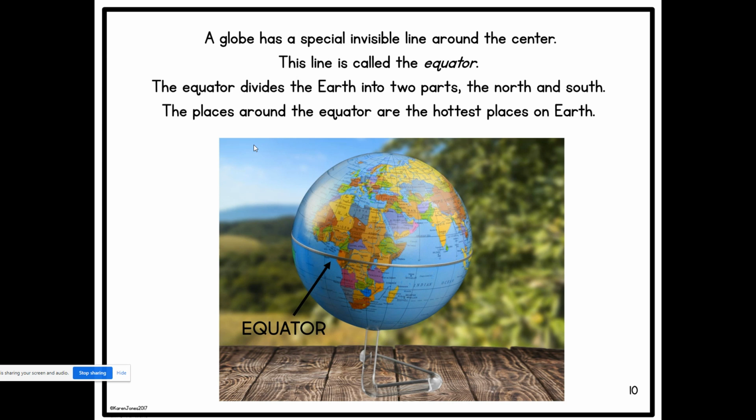A globe also has a special invisible line around the center. This center line is called the equator. The equator divides the Earth into two parts, the north and the south. The places around the equator are the hottest places on the Earth because of where the sun hits the Earth. So remember, in math, we're talking about symmetry now and how we can take a shape and divide it and make a line to fold it or cut it. Well, think of the equator as being the line because it is exactly in the middle of the Earth and you have two halves of the whole globe.